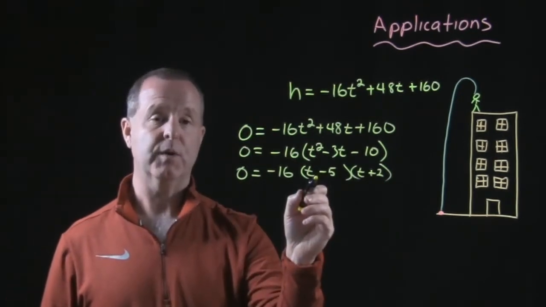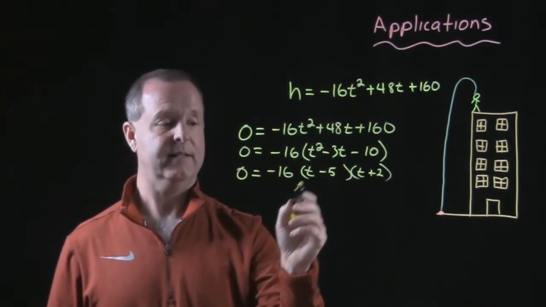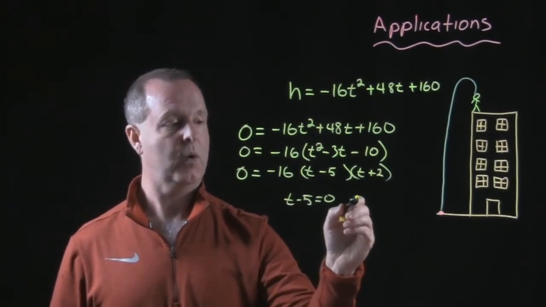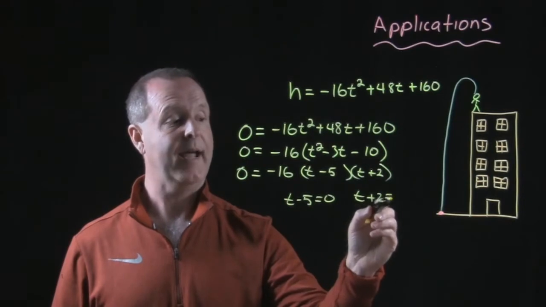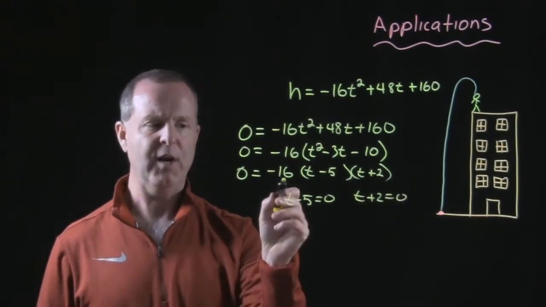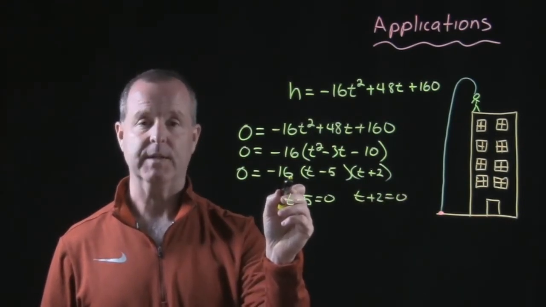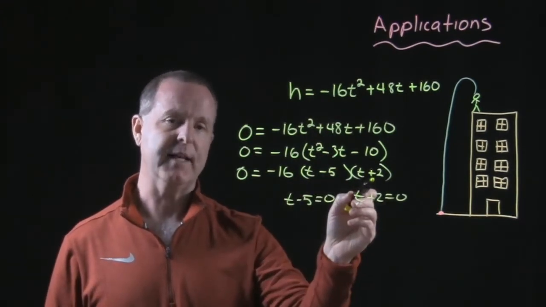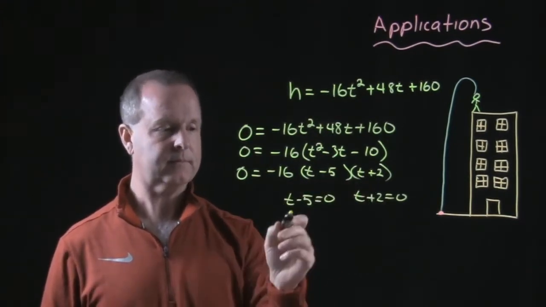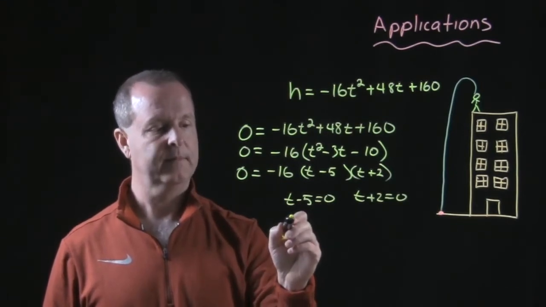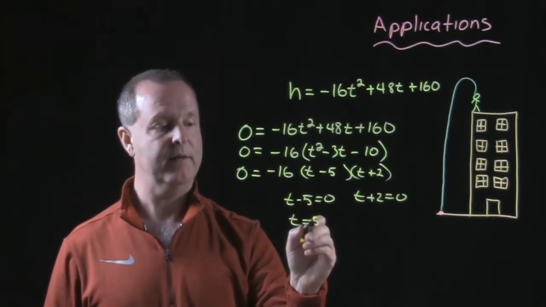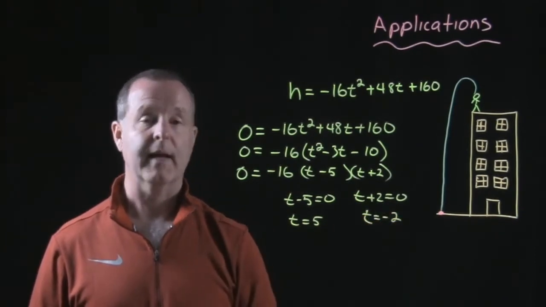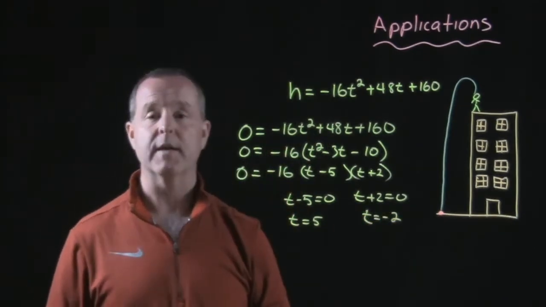For this to be true, then I have to set either t minus 5 equal to 0 or t plus 2 equal to 0. I don't worry about the coefficient setting that equal to 0 because negative 16 can never equal 0. I'm interested in the terms of the variables in it. Solve that for time, and t equals 5, or t equals negative 2. And there's my two solutions for this quadratic.